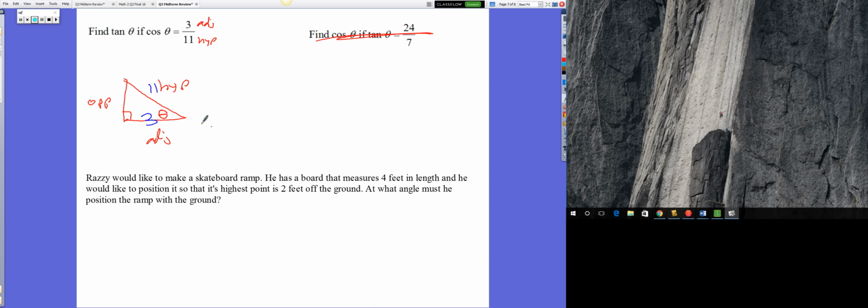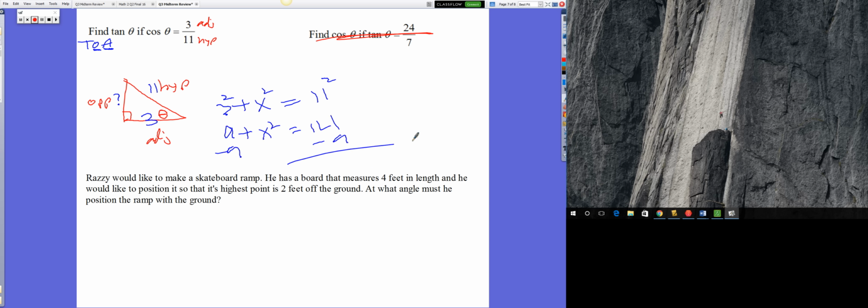So we probably got to find this. Tangent is the TOA, so tangent is opposite on top and adjacent on bottom, so I do have to find the opposite. So I'm just going to do Pythagorean theorem. I'm going to do 3 squared plus x squared equals 11 squared. So 9 plus x squared is 121, minus the 9, x squared equals 112.